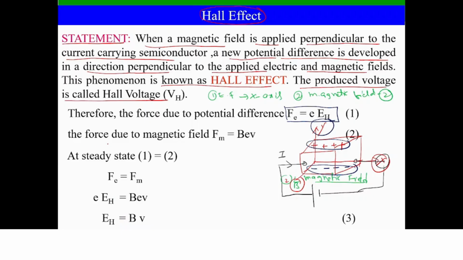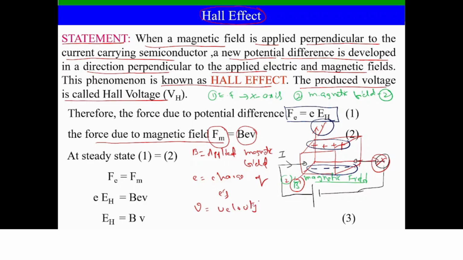Now we will come to the magnetic field. The magnetic force applied can be represented by Fm. What is the meaning of Fm? Fm is the magnetic force due to the applied magnetic field along the Z dimension. That can be written as Fm is equal to BeV. In this equation, B is the applied magnetic field, e is the charge of the electron, and V is the velocity of the electron.